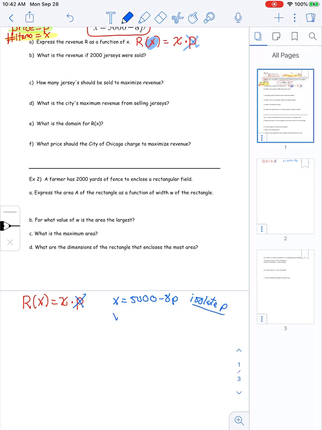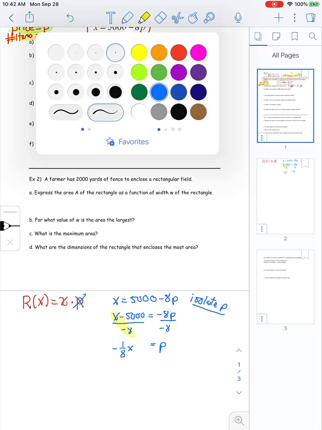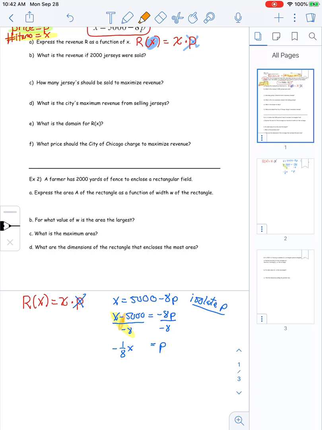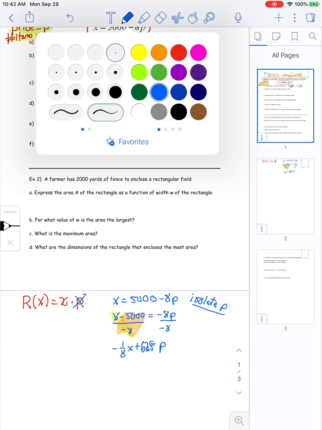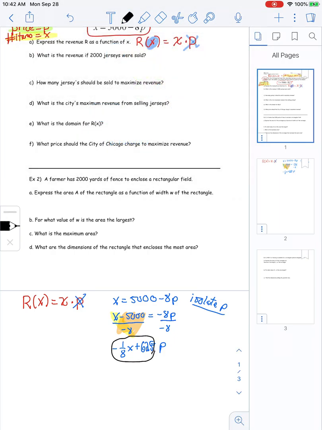If we were to take this equation and solve for P, in other words, isolate the variable P, I can subtract 5,000, divide everything by -8, and in terms of how you write this, x divided by -8, I'm going to write that as -1/8 x, and -5,000 divided by -8 is just a positive 625. So now I know that the variable P can actually be replaced with this quantity, and I can plug that back into my equation.